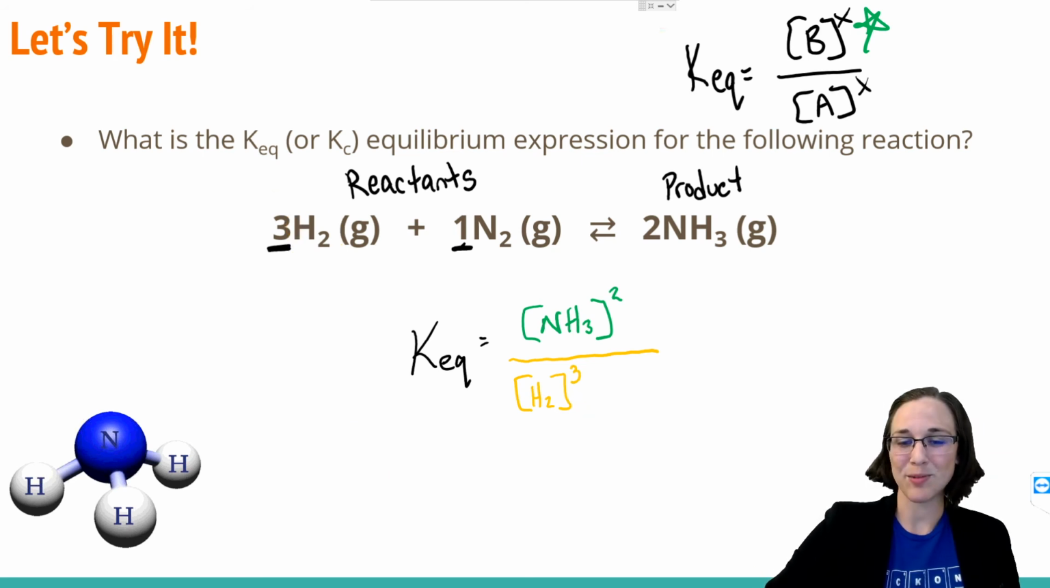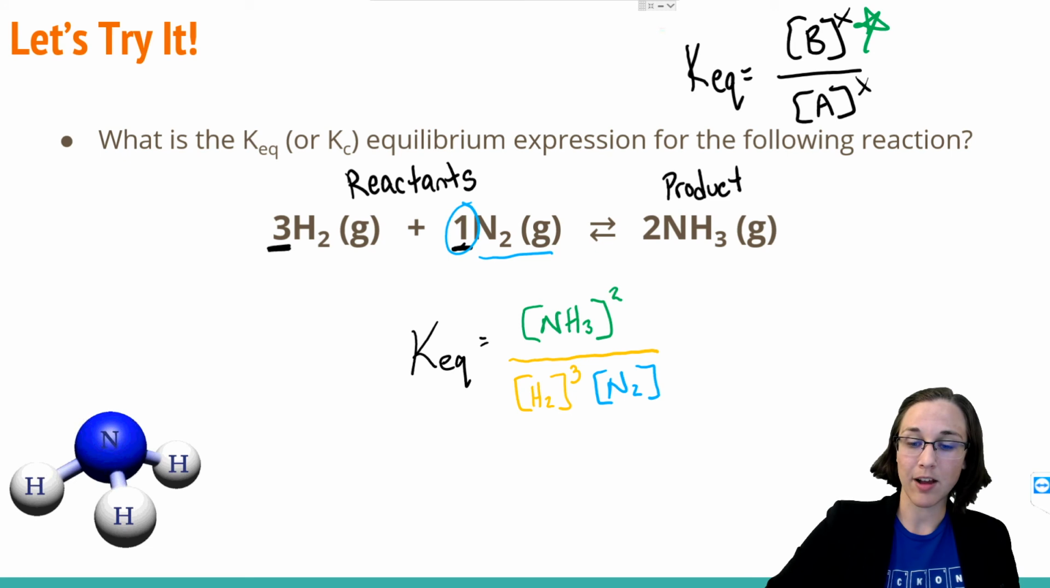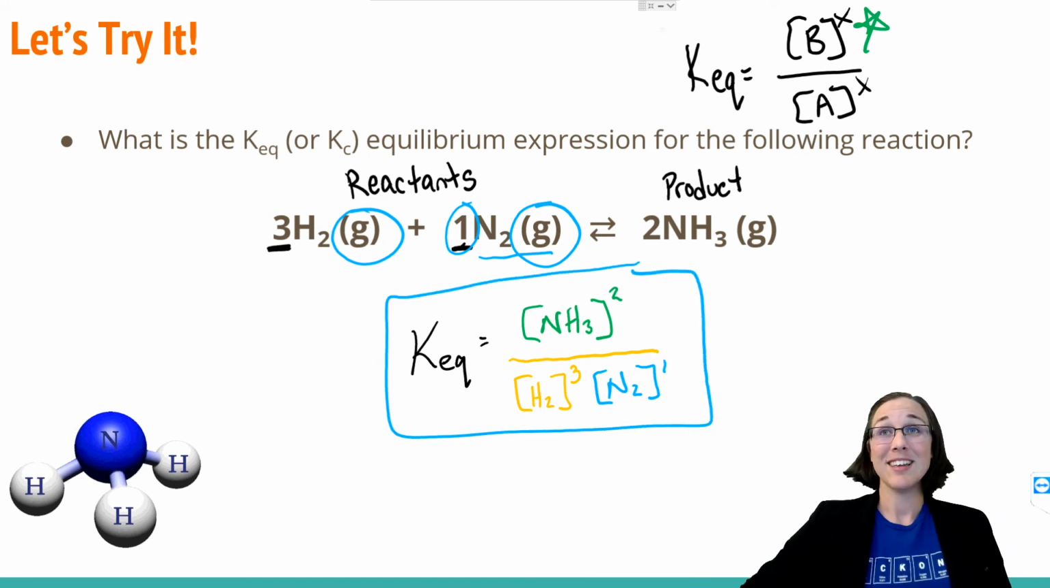The next reactant we have is nitrogen gas. So we're going to put nitrogen gas down here in the denominator as well, and we're going to give it an exponent of 1. Again, we can do this because both of them are gases and not solids or liquids. So that is our final KEQ expression.